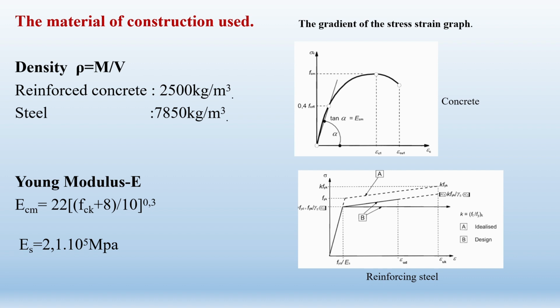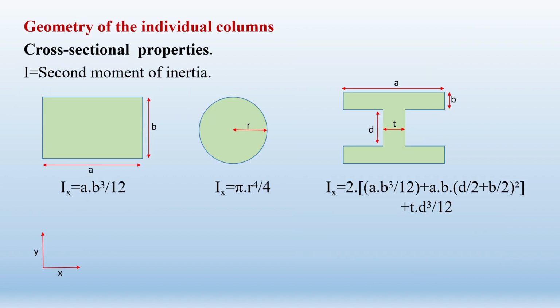Second one is the geometry of the individual columns. The shape of the cross-section is paramount in this calculation. This is due to the reason that geometrical characteristics of shapes, which are the area, first moment of inertia, second moment of inertia, and radius of gyration, differ from one shape to another. These characteristics are pivotal in determination of the capacity of resistance to loading.